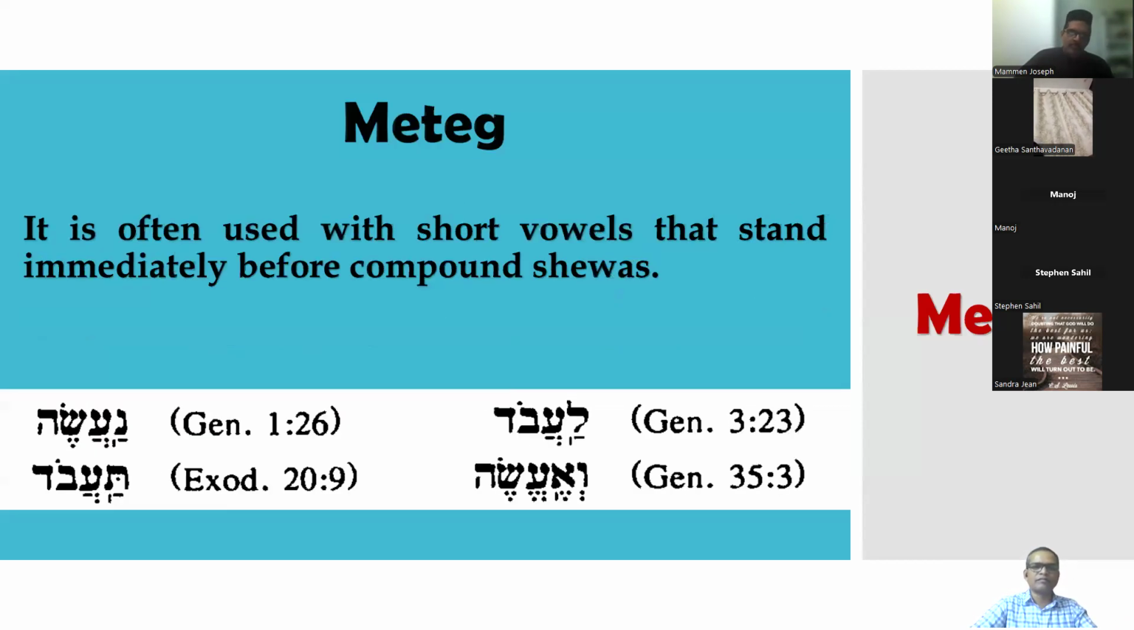Second function. You may see methek appearing with short vowels that stand immediately before the compound shivas. It is often used with the short vowels that stand immediately before compound shivas. All right. Let us understand this by reading the examples. The first one, Stephen Sahil, can you read the first one, Genesis 1:26?